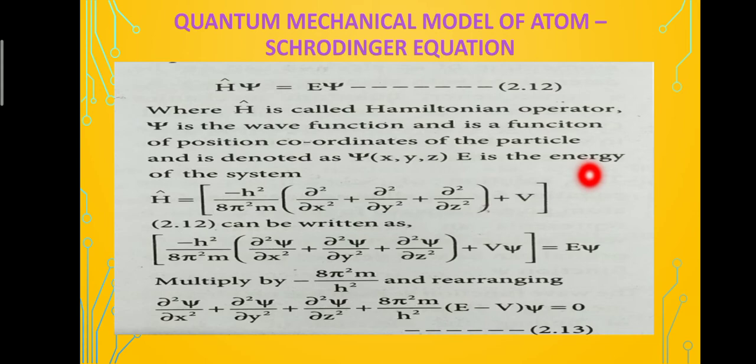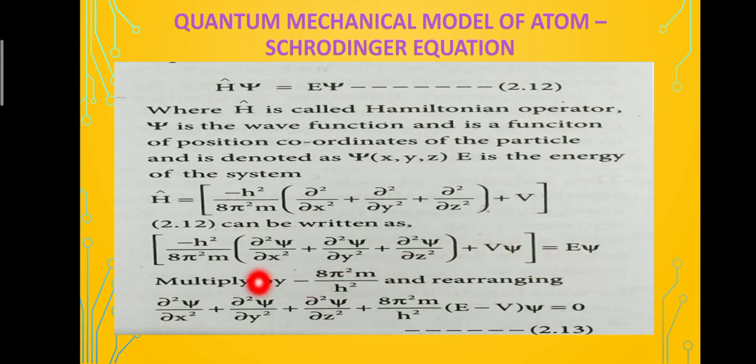And this Hamiltonian operator is equal to minus h square by 8 pi square m into (dou square by dou x square plus dou square by dou y square plus dou square by dou z square) plus V. So substituting this in the equation 2.12, we can write the equation as: minus h square by 8 pi square m into (dou square psi by dou x square plus dou square psi by dou y square plus dou square psi by dou z square) plus V psi is equal to E psi.